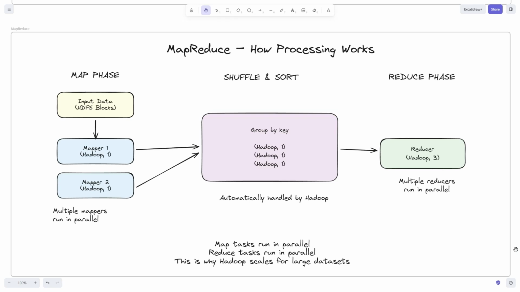In the reduce phase, the grouped data is aggregated. Reducers process the data and produce the final output. This output is then written back to HDFS. Why does MapReduce matter? MapReduce simplifies distributed processing. The developer focuses on business logic, while Hadoop handles coordination, failure, and parallel execution.